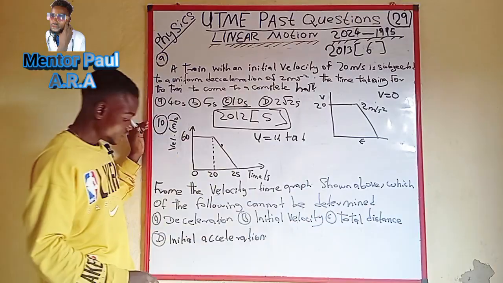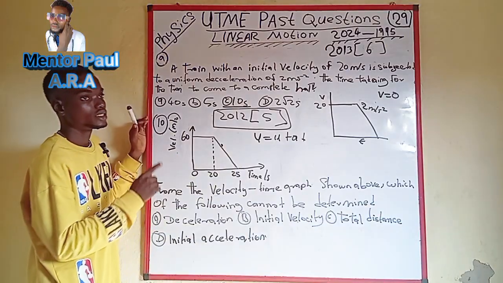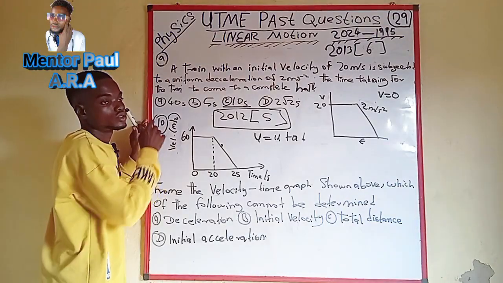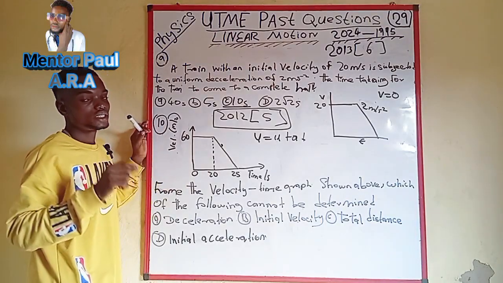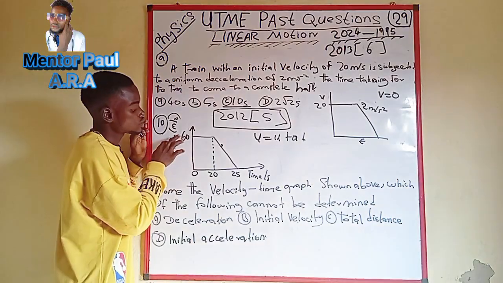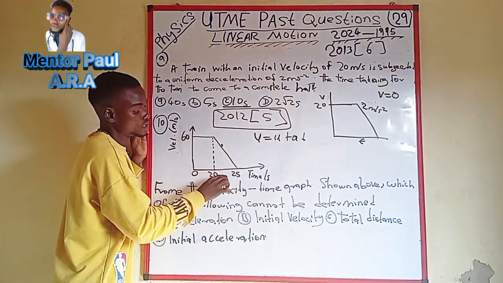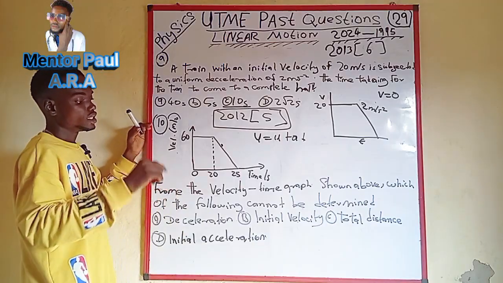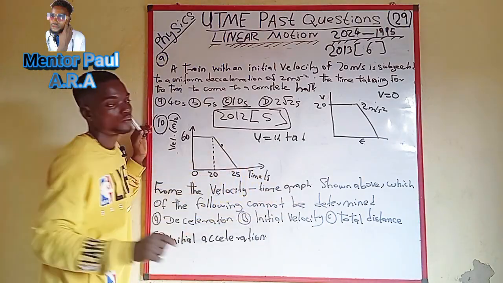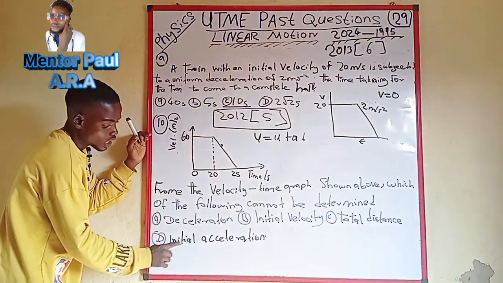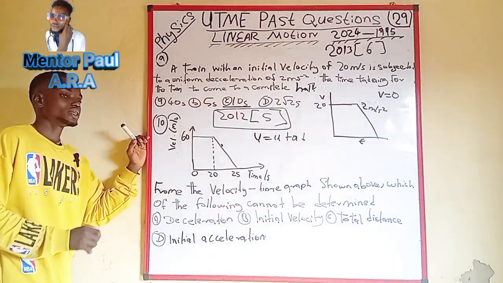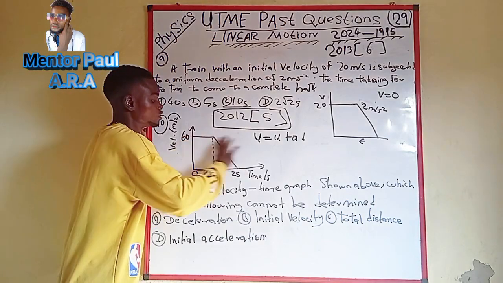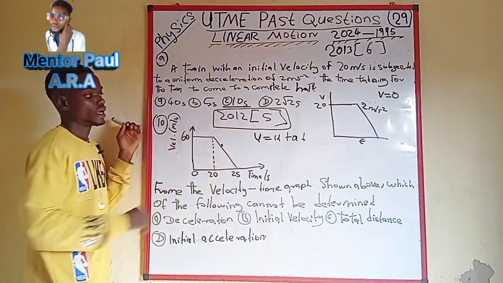Option C, total distance. The total distance is the distance traveled by this object, and note that distance can be expressed as velocity times time. So once you use the average velocity of the object and multiply by the time, you are going to get the total distance, which can be gotten. So it is not the answer. Now, initial acceleration: there is nothing like initial acceleration, or there is, but initial acceleration is not shown on this diagram.